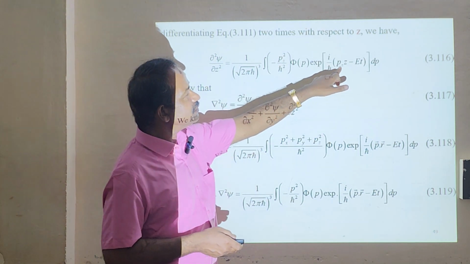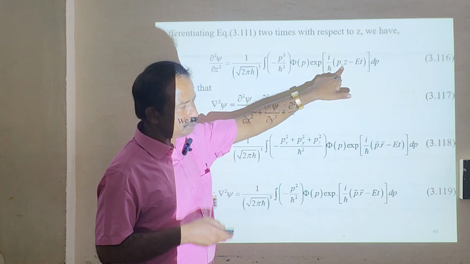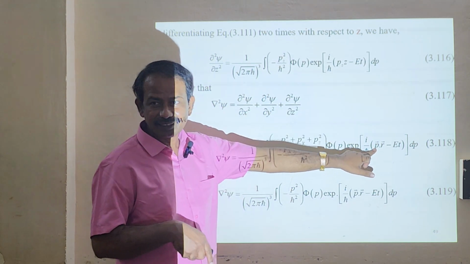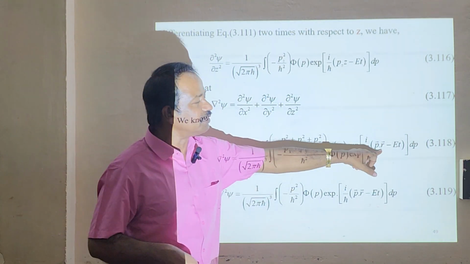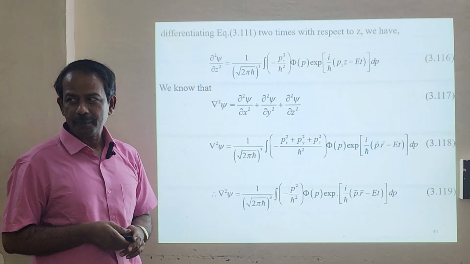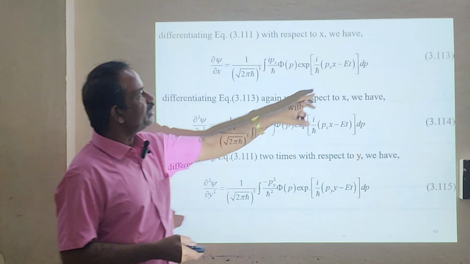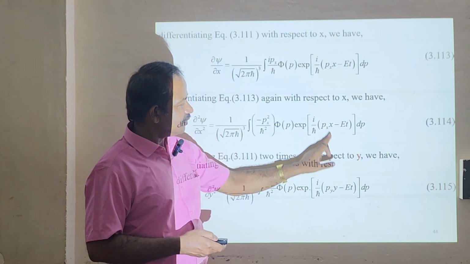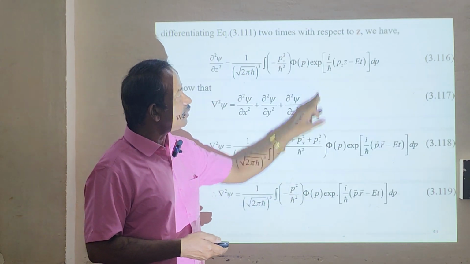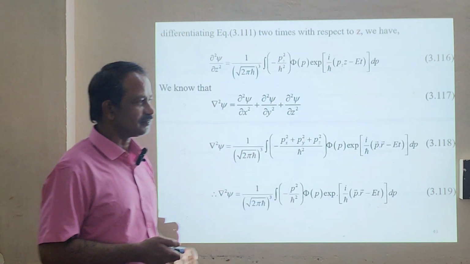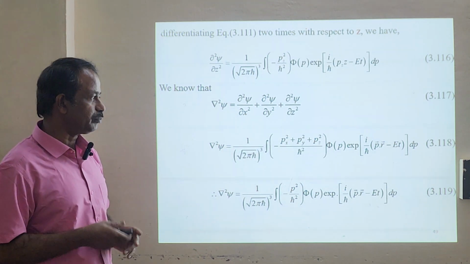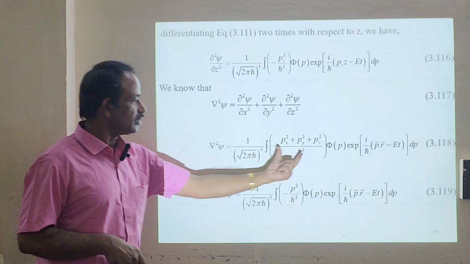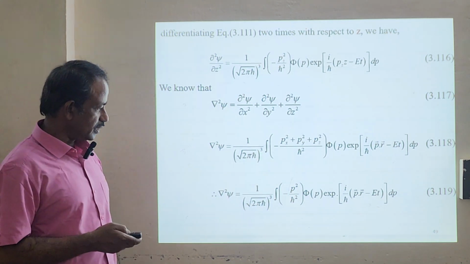Now, in the exponent, earlier you had px, but here it is p dot r, because we have connected all x, y, z in three dimensions. That's why I have written p dot r. Okay, that's a change. So earlier px, here also px, you have py, pz, here it is p dot r, because we have connected all those things. We have combined px, py, pz. So that will give me p squared by h bar squared.